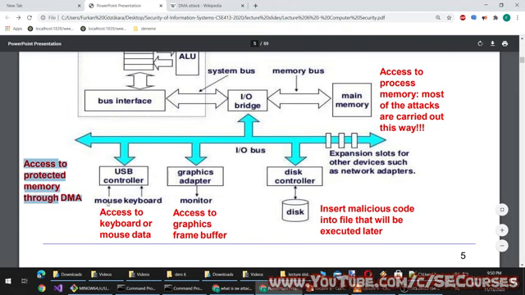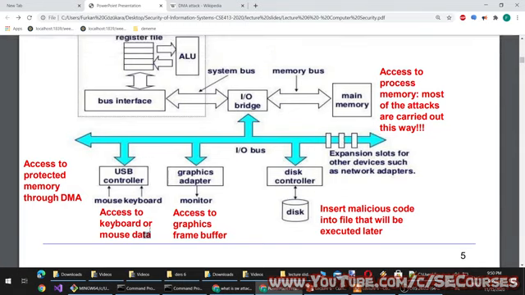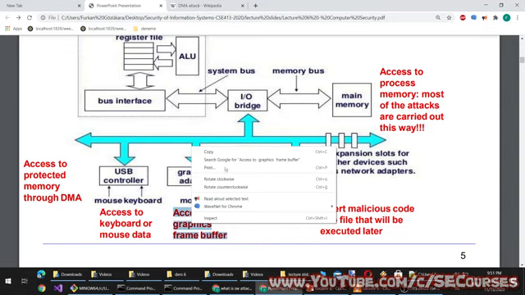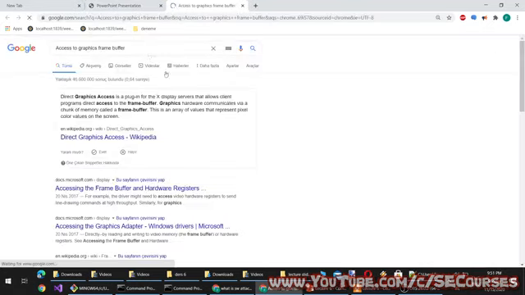Okay, so USB controller, mouse, keyboard. This is one of the most common ones, which are keyboards, keyloggers. With keyloggers, hackers can read your mouse input and keyboard input. Therefore, they can steal your passwords and other sensitive information and such. Okay, so there is access to graphic frame buffer attack.